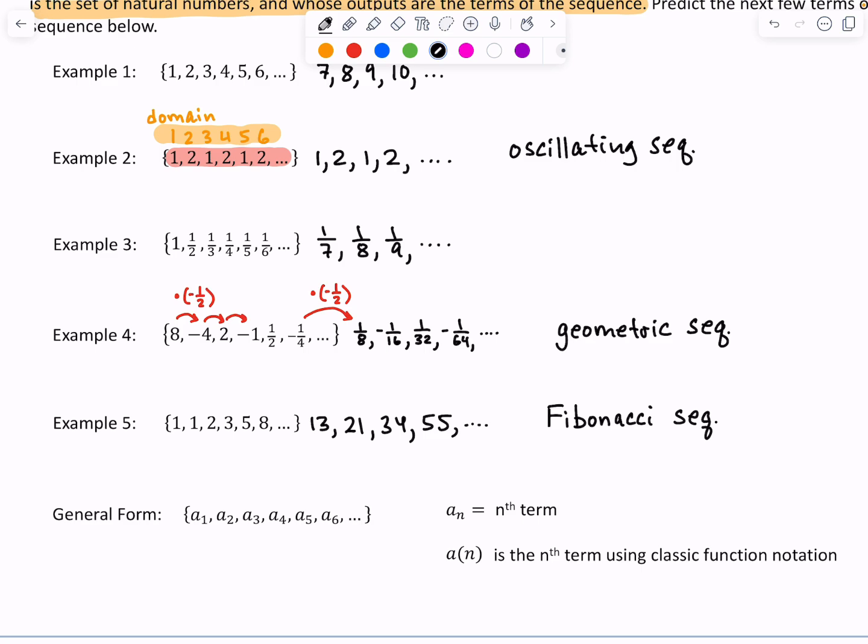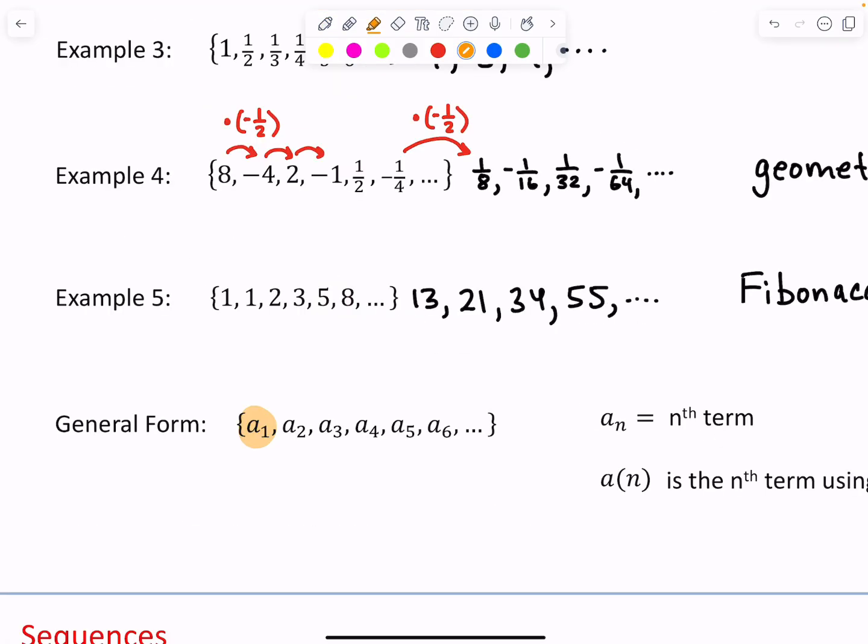Now the general form of a sequence. Every sequence has a first term, which we label as a sub 1. Second term we label as a sub 2. Third term a sub 3, etc. In general, we can say a sub n represents the nth term. So this 21 would be a sub 8, or in other words, the 8th term of the Fibonacci sequence.